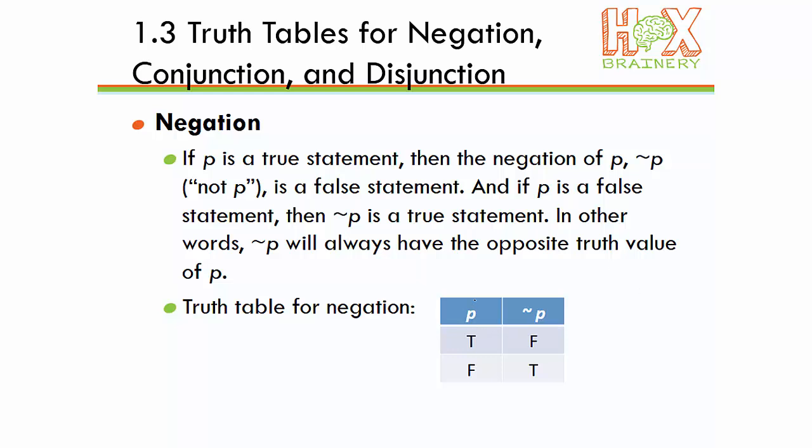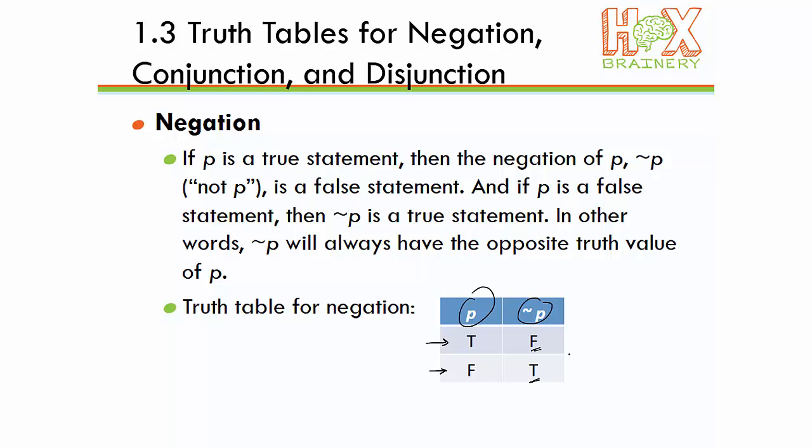Over here, we have P. And P, since it's a statement, is either going to be true or false, right? That's what a statement is. It's a sentence that's either true or false, not both, not neither. So in the first case, I have that P is true. So when I negate it, it's going to have the opposite truth value. It becomes false. If I have that P here is false to begin with, when I negate it, it'll be true.